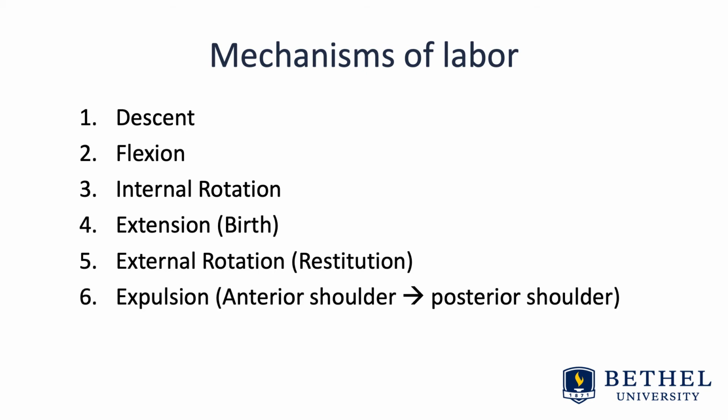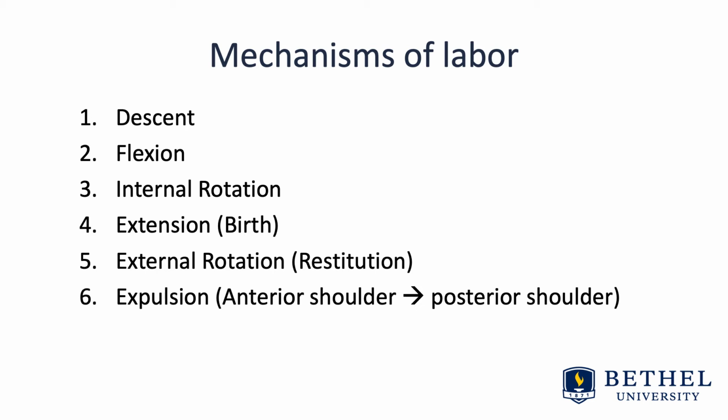And then finally, expulsion is the rest of the body following the head being born. And that happens first with the anterior shoulder and then the posterior shoulder. So the anterior shoulder is the shoulder that would be lined up right by mom's pubic symphysis, and the posterior shoulder would be towards her sacrum. So if a mom were lying on her back, it would be the top shoulder and then the bottom shoulder.